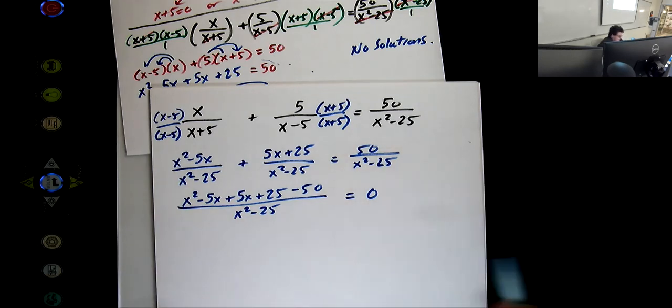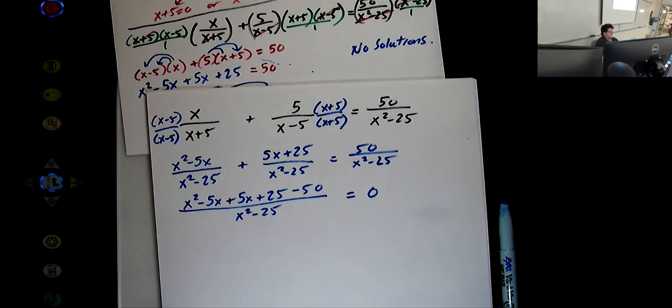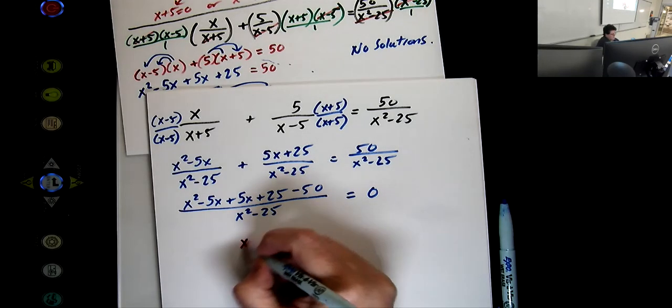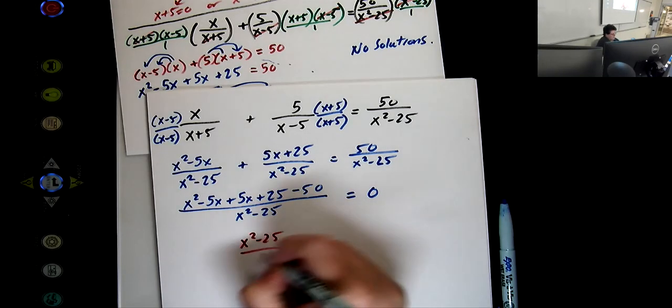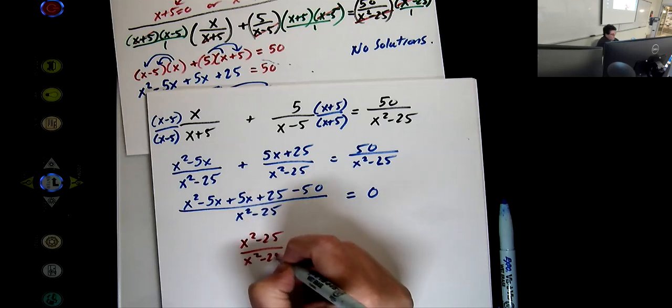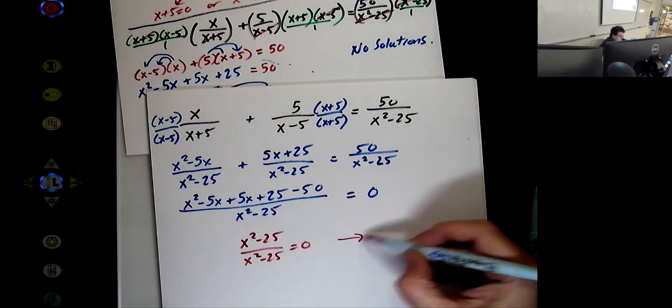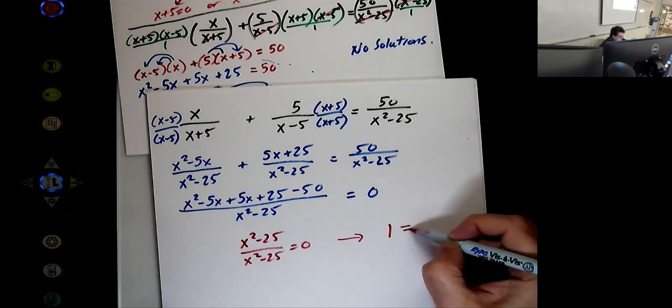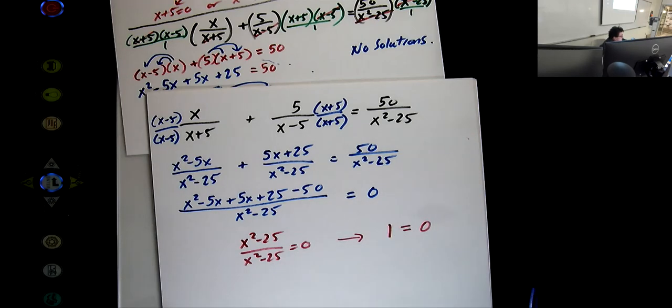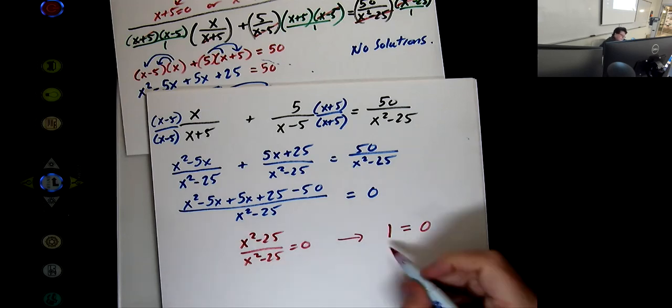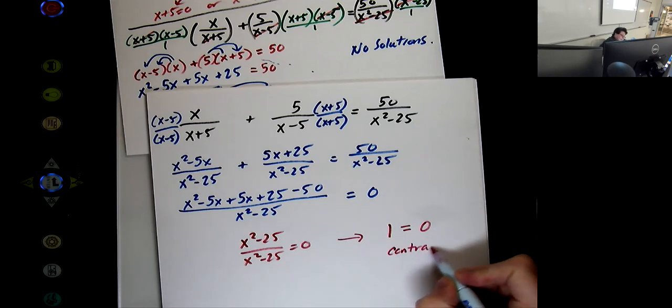And if you clean that up, we get x squared minus 25 over x squared minus 25 equals 0. And if we simplify the left-hand side, we get 1 equals 0. That's why it's the contradiction. There is no solution.